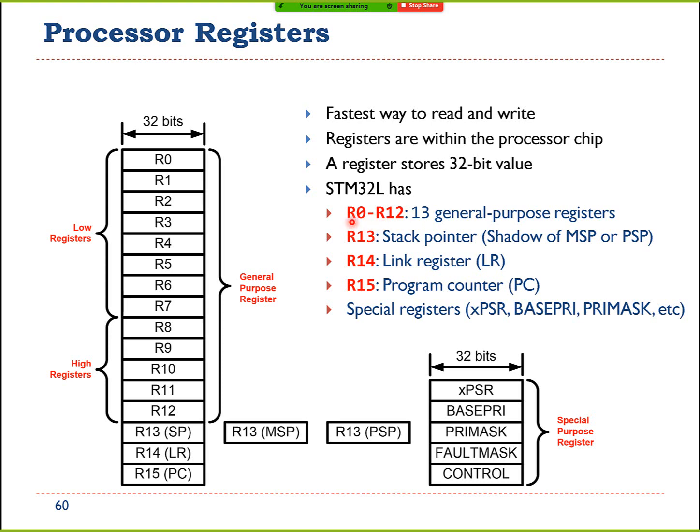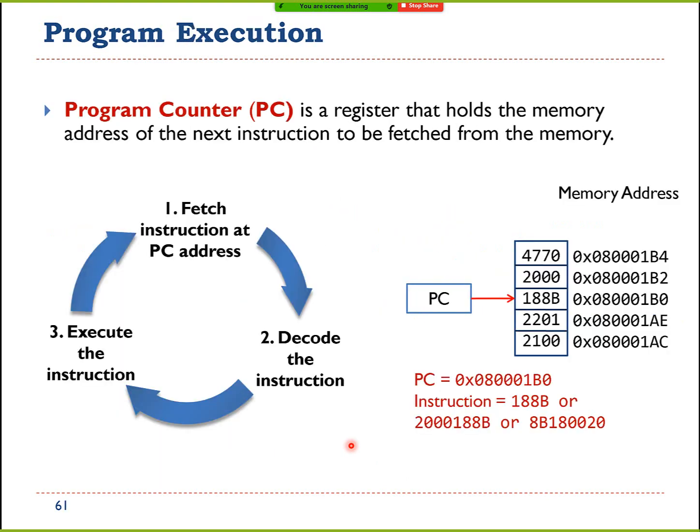Okay, so the number of registers changes from one chip to another, but usually, even in our lab, we have R0 to R12, 13 general purpose registers. R13 is called, as I said, the stack pointer, R14 is the link register, and R15 is the program counter, and we will be learning about these, right? And there are some more special registers such as MSP and PSP, right?